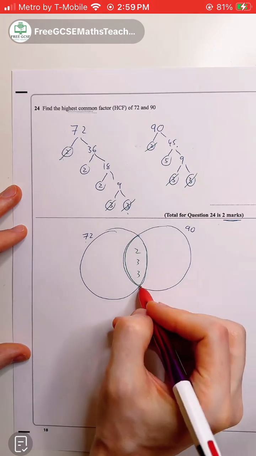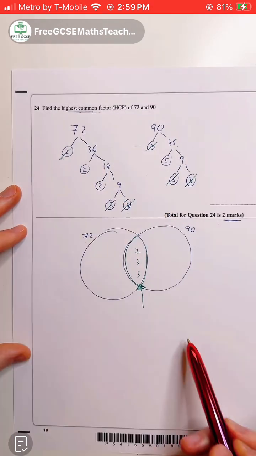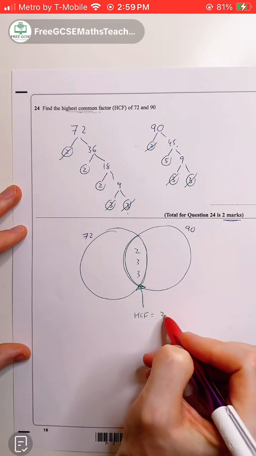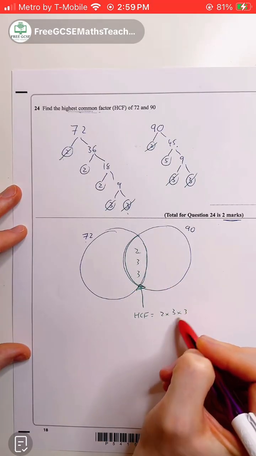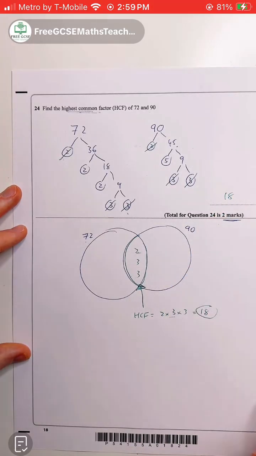To find the HCF, all you do is multiply the numbers that are common. Because the clue is in the name, highest common factor. You multiply the common prime factors. So the HCF, you've got to multiply them out though. In this case, 2 times 3 times 3. 2 times 3 is 6. 6 times 3 is 18. So the answer therefore is 18. 18 is the largest number that divides into 72 and 90 and does not give a remainder.